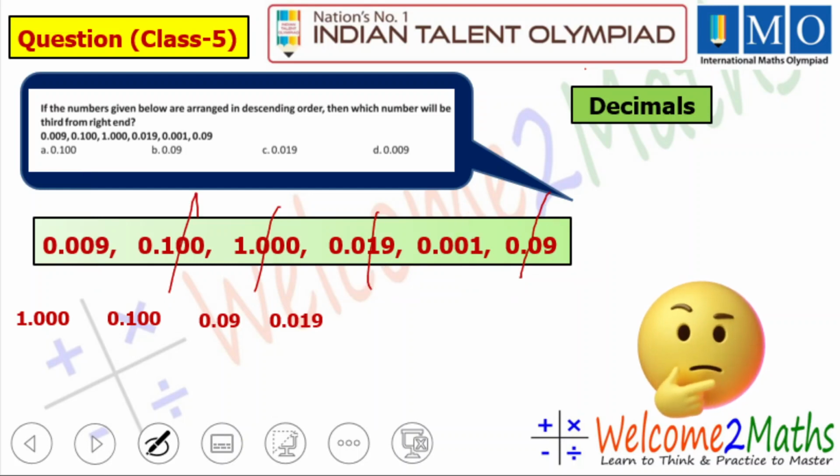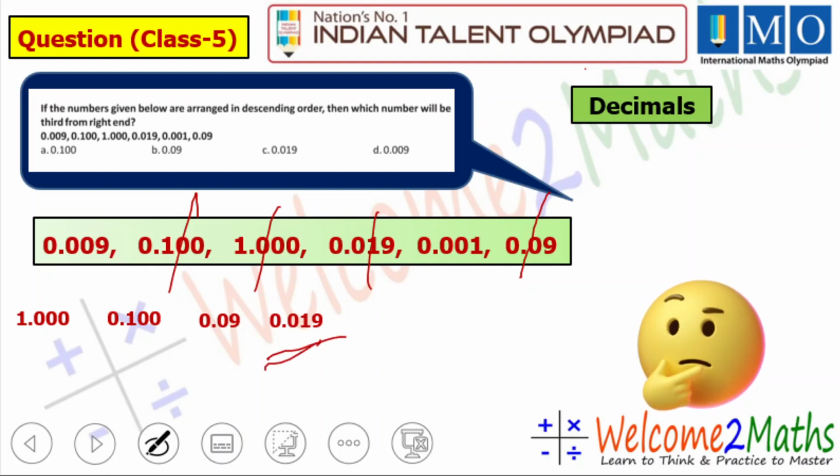So it's 0.019, and this is our answer. But how? We have to find the number that is third from the right end. You see that only 2 numbers are left in this series now, and we have already arranged the 4 numbers. So whenever we arrange the remaining 2 numbers, this number would be the third one.